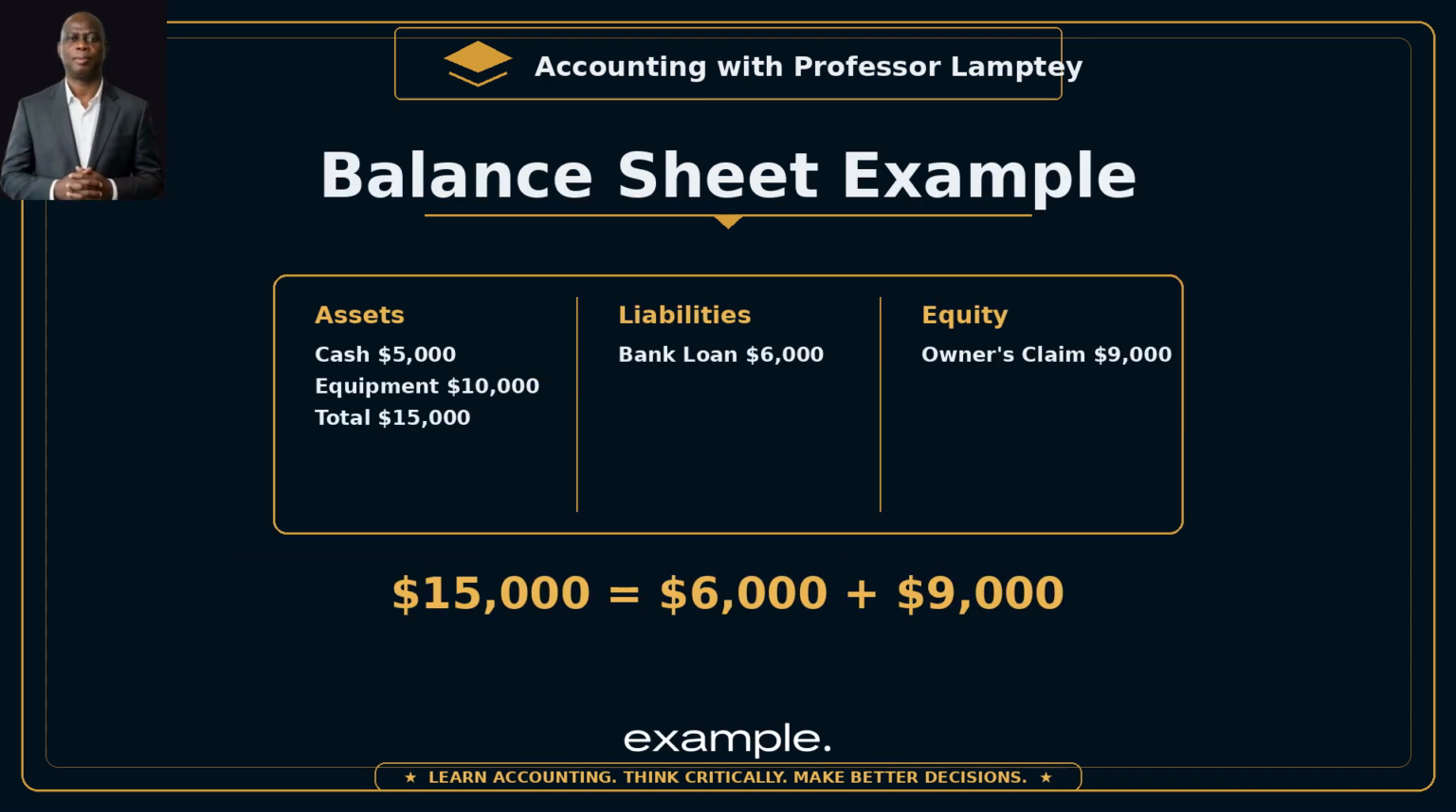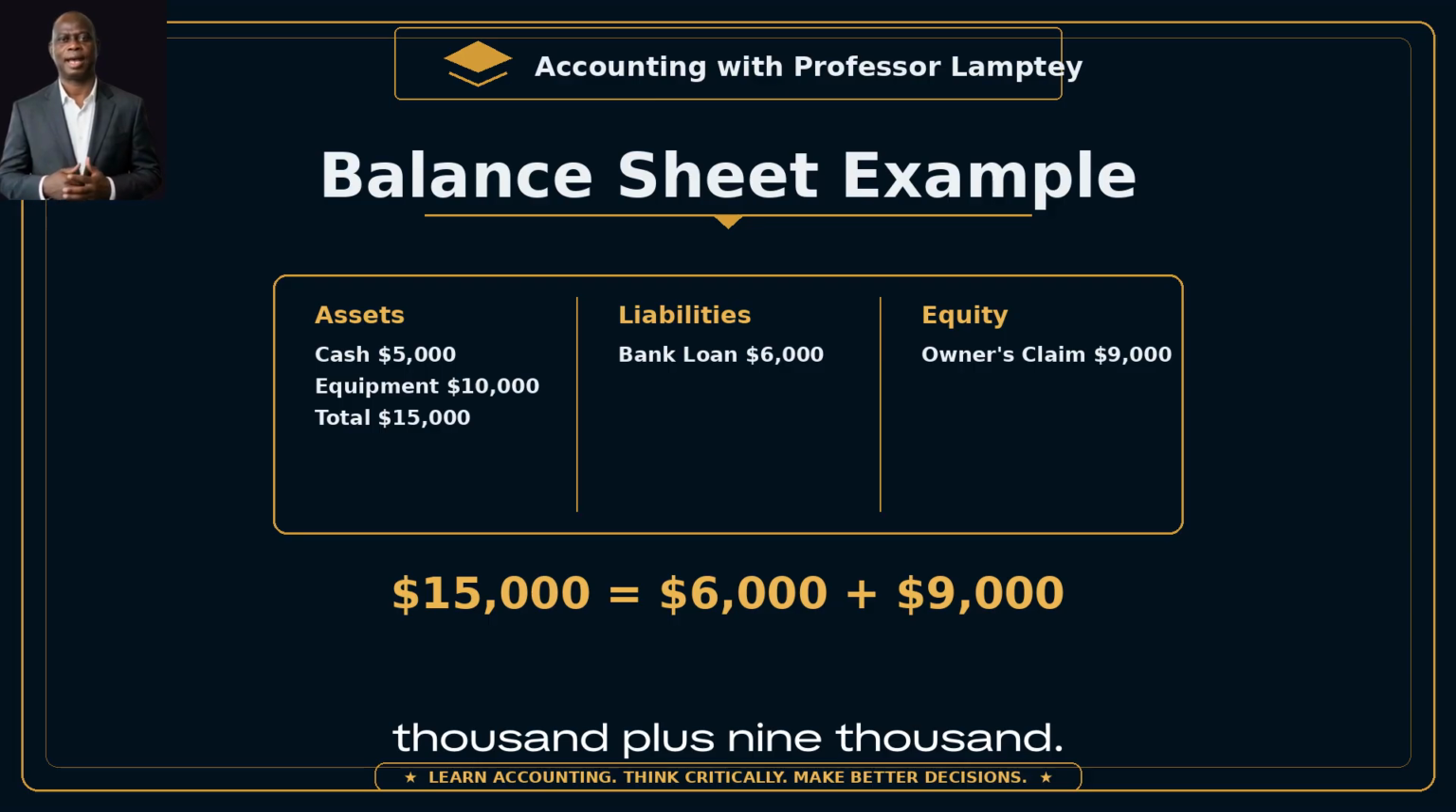Let's use a simple example. Suppose a business has cash of $5,000 and equipment of $10,000. Total assets are $15,000. Now suppose the business owes a bank $6,000. That is a liability. The remaining $9,000 belongs to the owner's claim or equity. So the balance sheet would show assets of $15,000, liabilities of $6,000, and equity of $9,000. And the equation balances. 15,000 equals 6,000 plus 9,000.